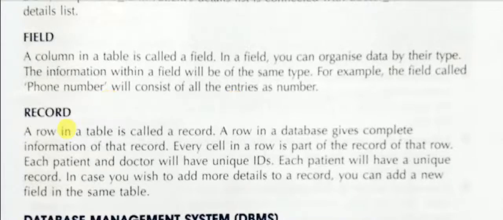Okay, and last one is the record. A row in a table is called a record. A row in a database gives complete information of that record. So a single row is dedicated to a single record. Okay, a single patient, as you can see. So every cell in a row is a part of the record of that row. Each patient and doctor will have a unique ID. Each patient will have a unique record. So each and every row is different from the others. Okay, so therefore it is once again written that unique IDs.